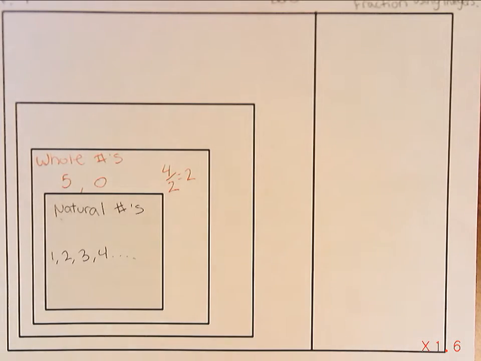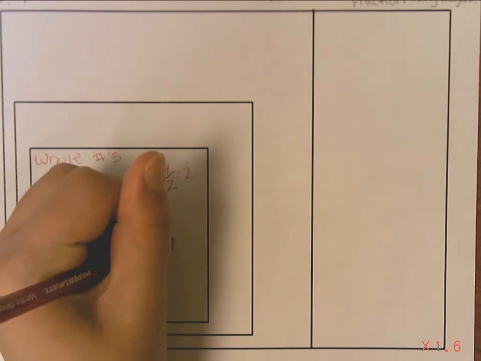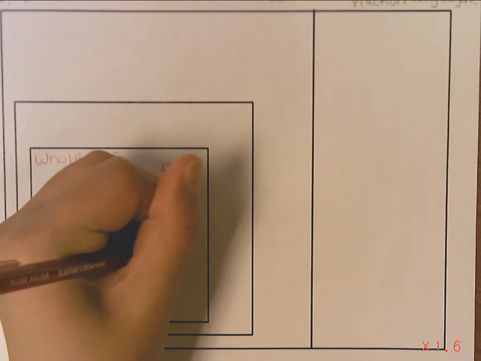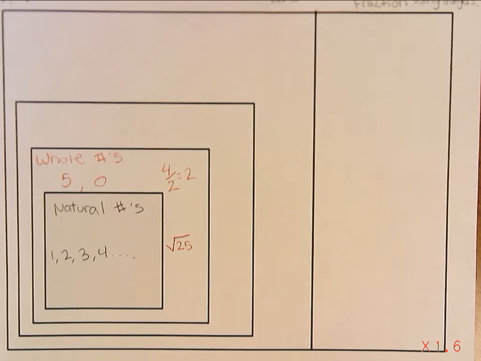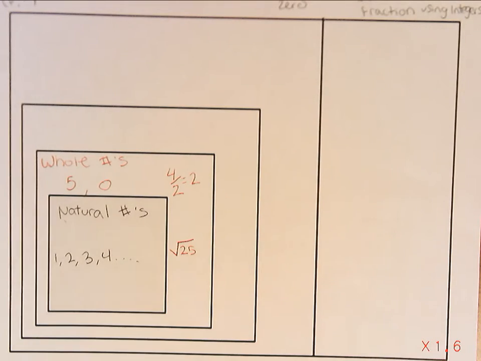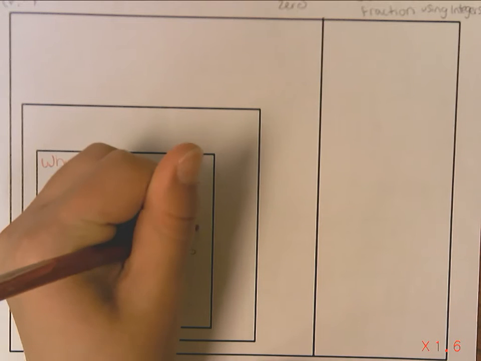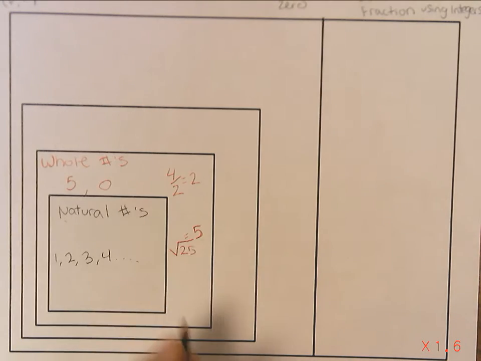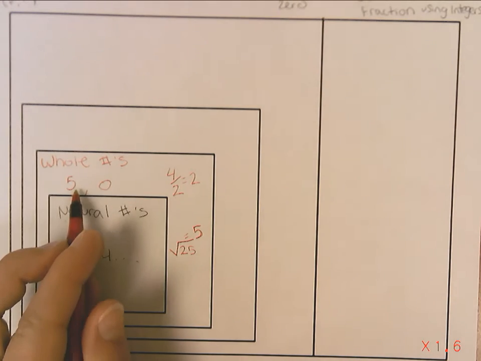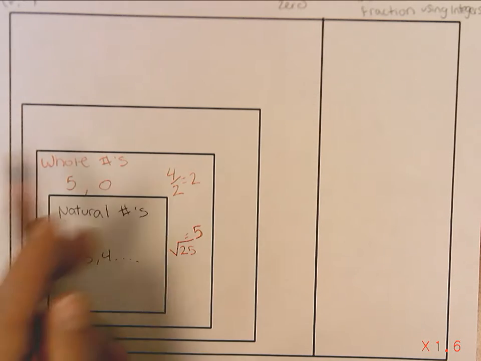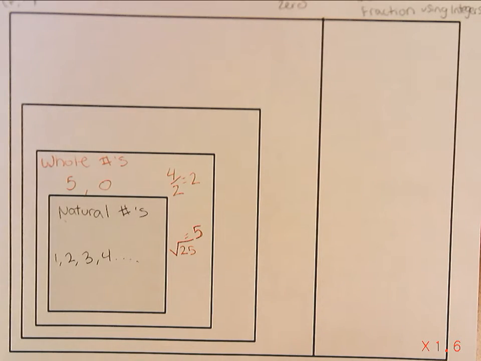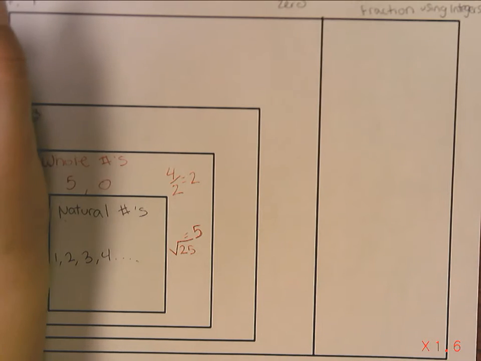Also, this year we're going to be learning about square roots. A square root looks like this. And so if you had a square root of 25, that would be a number times itself that equals 25. So what number times itself equals 25? And the answer would be 5. And 5 is a whole number, which means the square root of 25 would be a whole number as well. Okay, the next section is integers.